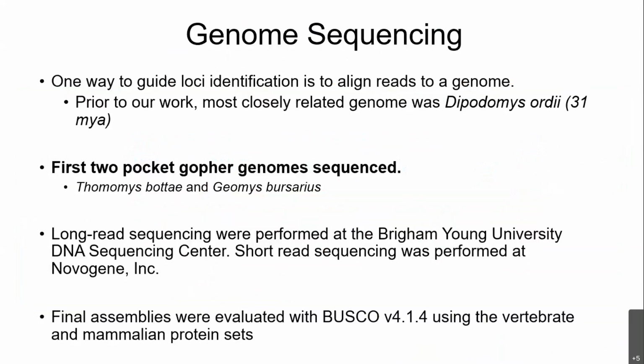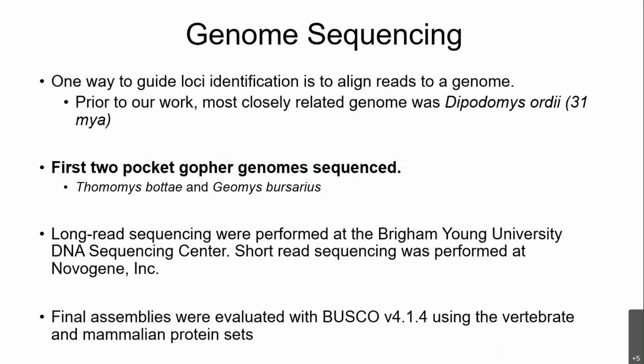So another cool thing that we did with this project: one way to guide locus and SNP identification is to align your reads to a reference genome. Prior to our work, the most closely related genome we could have used was Dipodomys ordii, the Ord's kangaroo rat, with a divergence time of over 30 million years. So there would be a lot of bias in using that genome to align our reads.